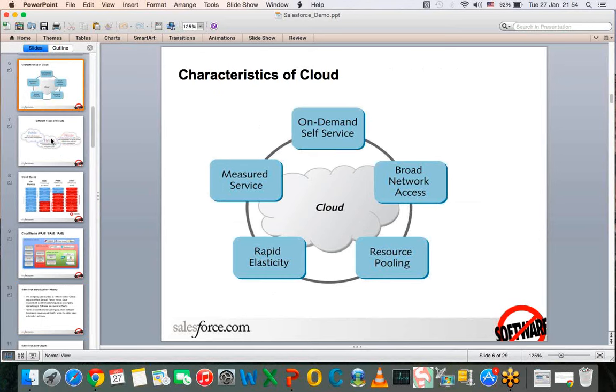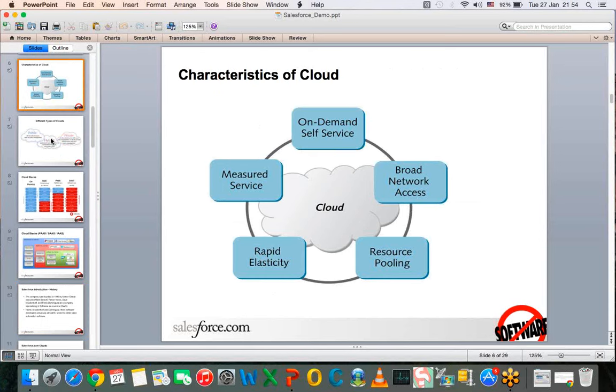Broad network access means it is accessible from any device. You need to have the bandwidth to access the cloud, but it can be accessed through any device, like your desktop or laptop, or mobile devices like tablets or even mobile phones. All you need is just the internet connection, and this characteristic gets satisfied through that.